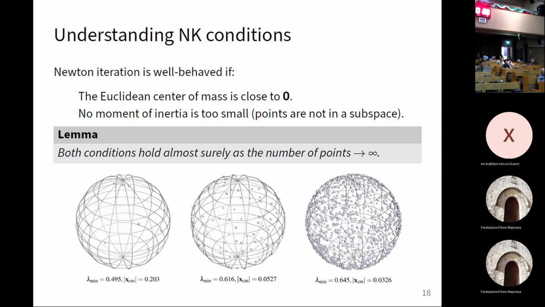So if you look at these pictures, you can say, oh, here's 10 points on the sphere. The typical case is the lowest moment of inertia is about 0.5. The center of mass is about 0.2 away from the origin. Here is 100 points. The lowest moment of inertia is 0.6. The center of mass is within 0.05. And here's 1,000 points. Again, the moment of inertia is about the same, 0.64, and the center of mass is again closer. So this happens almost all the time.